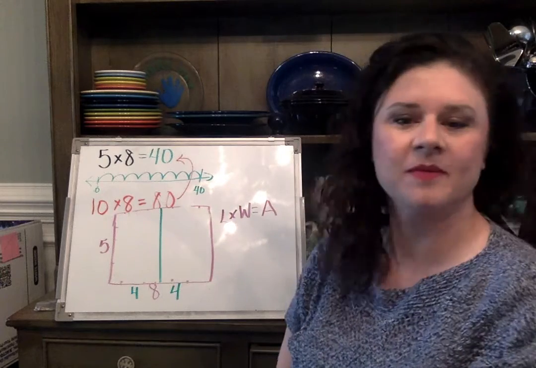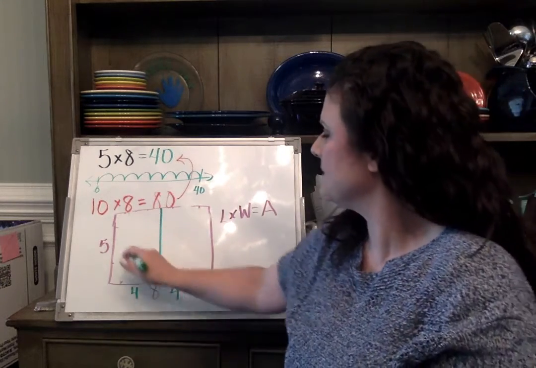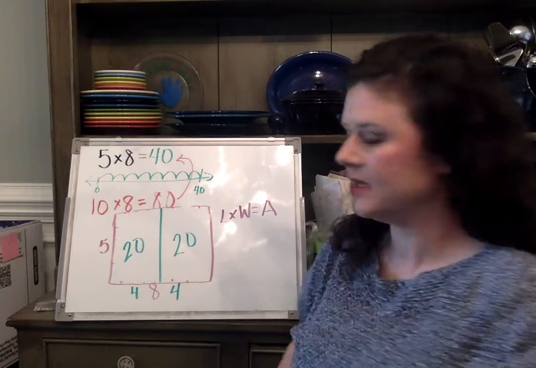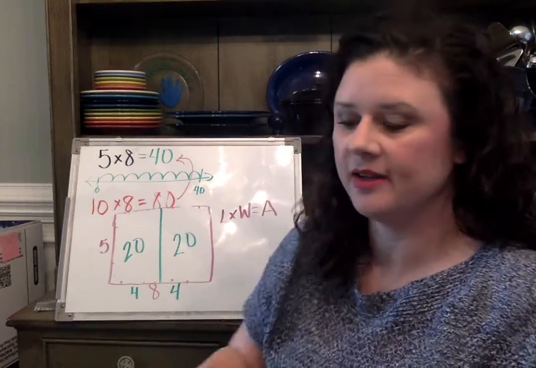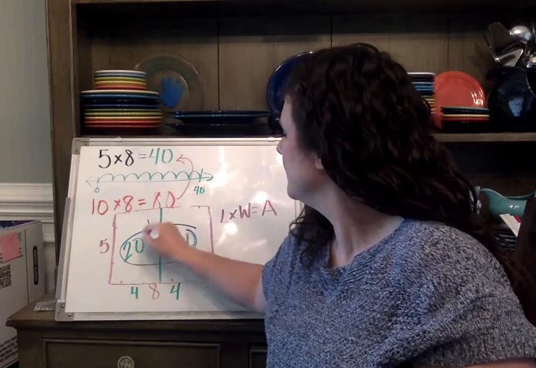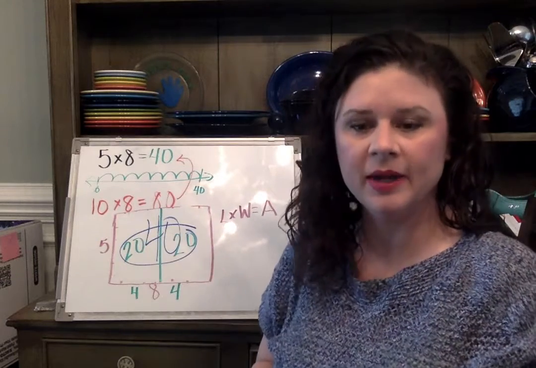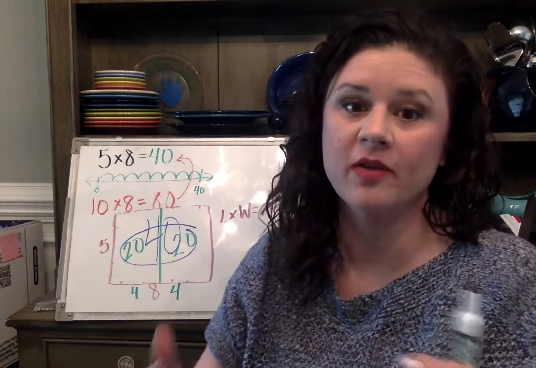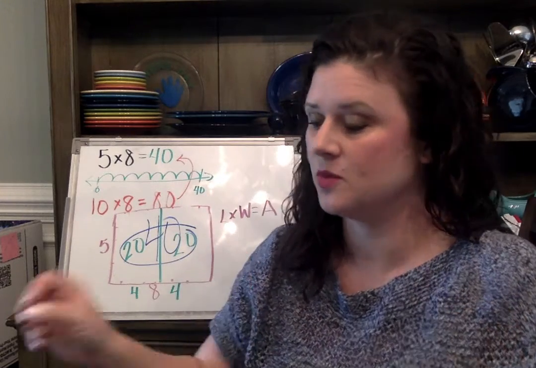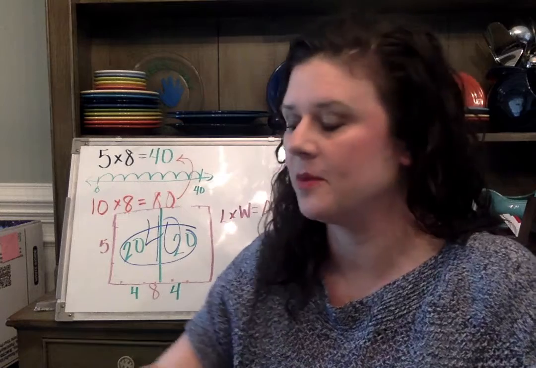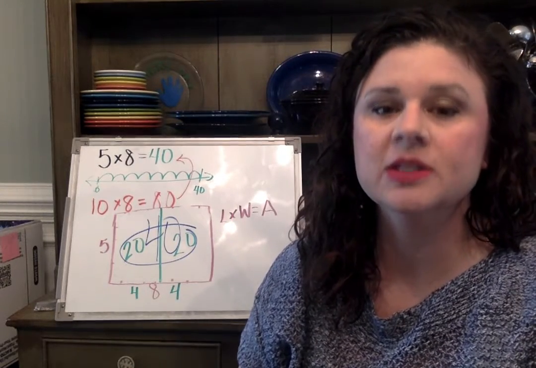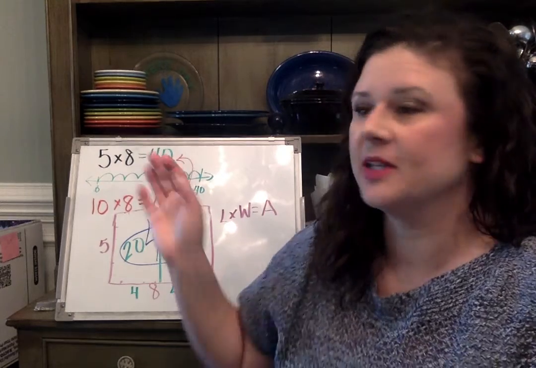5 times 4 is 20. So now I know the total area of this shape would be 40. Okay? Open area model gives us a lot of options on how to break those problems apart, which when we're talking about multiplication, what property is it that helps us break numbers apart? The distributive property. But let's go back to our number talk.